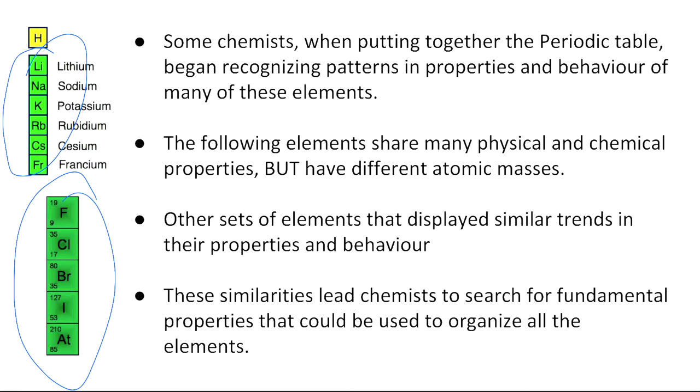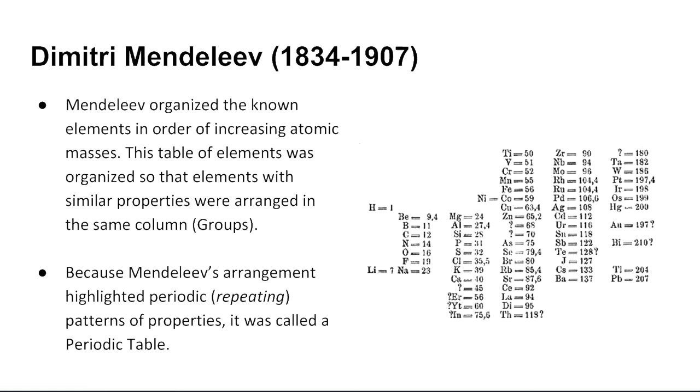alkaline earth metals. Now, these similarities led chemists to search for fundamental properties that could be used to organize all the elements. So we have Dmitri Mendeleev in the 1800s who organized the periodic table as such. And if you look closely, you will see there are some similarities in terms of how he organized some of the common properties in elements.